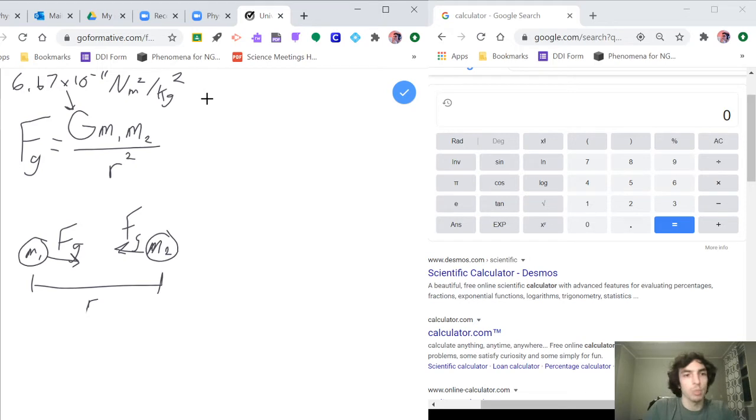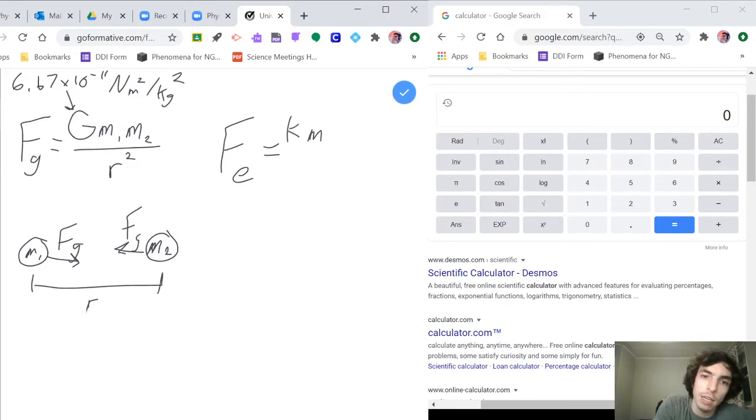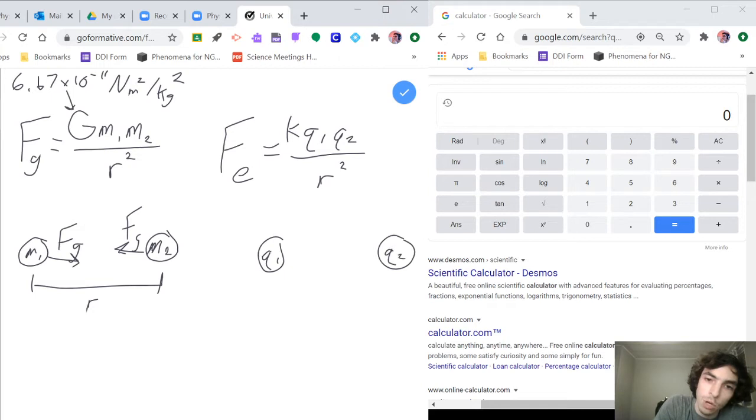You will notice that this looks very similar to our equation for an electrostatic force, Coulomb's law. That one looked like this: k, some constant, times, not an M, we used charges here, then divided by an r squared. Basically what Coulomb's law let us do was, if we had two charges separated, Q1 and Q2, and we knew the distance that separated them, we could figure out the force that would act on them.